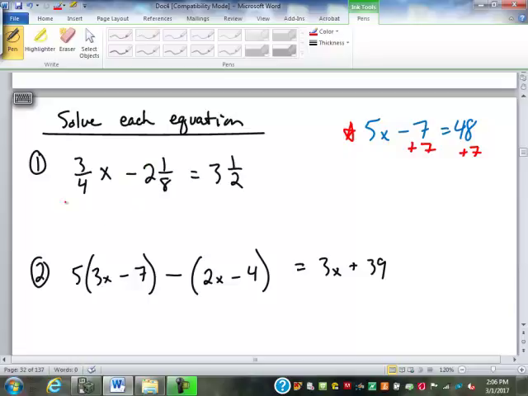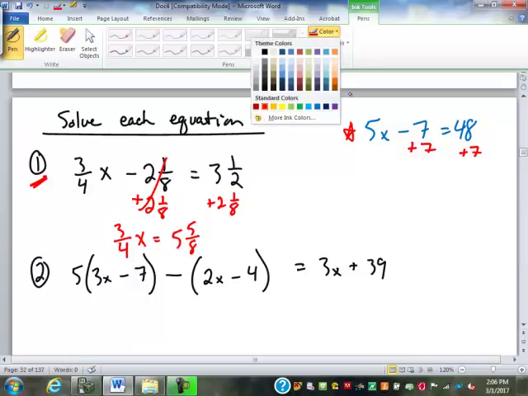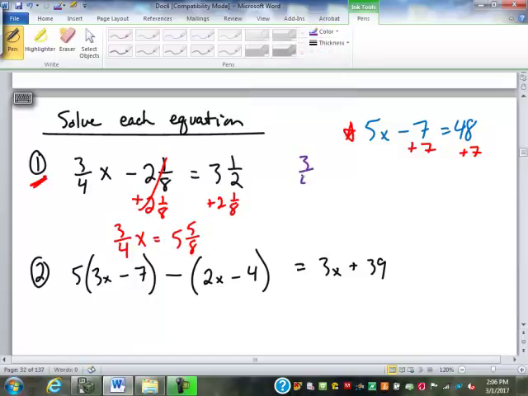Over here, what are we going to do? What's our first step to solve that? Okay, add the 2 and an eighth. So that's gone. We've got the 3/4 x here, equals 5 and 5/8. So from there, 3/4 x equals 5 and 5/8.